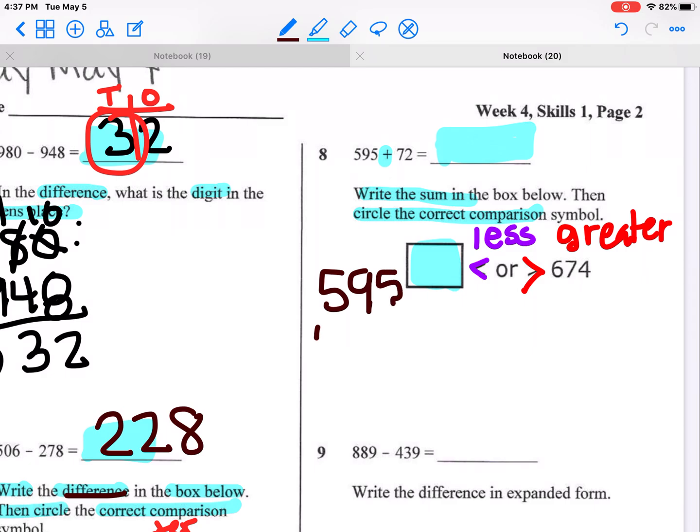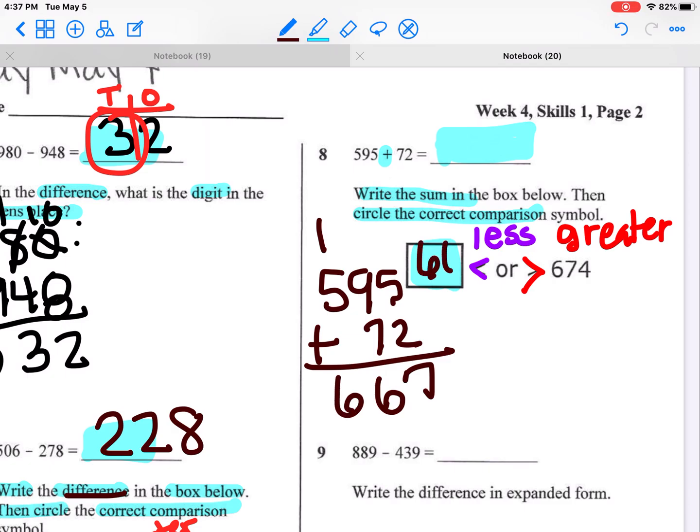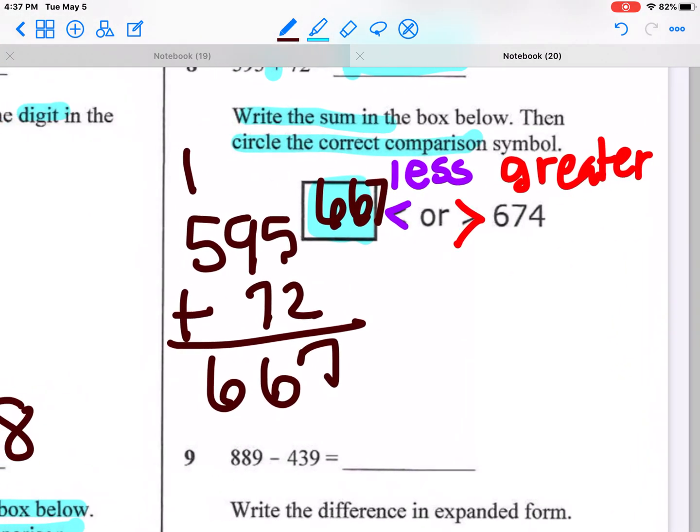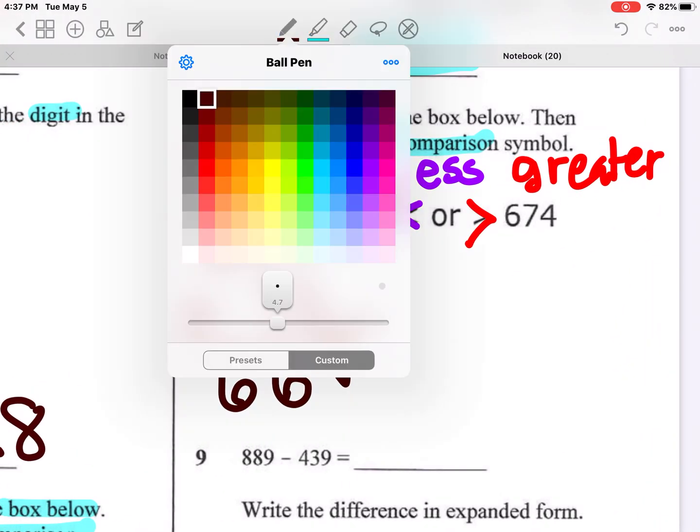595 plus 72. 5 plus 2 is 7. 9 plus 7 is 16. 5 plus 1 is 6. 667. Now, how do I find out if it is less or greater than?